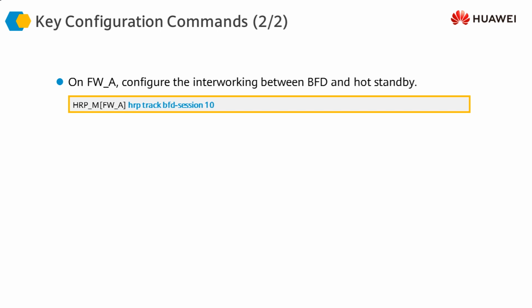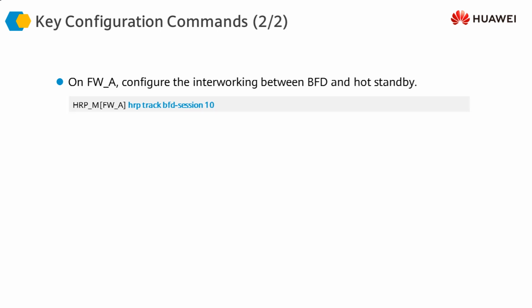So this means that HRP is going to track the status of BFT session 10, or BFT local discriminator 10. If this goes down, if BFT shows that the connectivity with the remote router is down, then the HRP Huawei redundancy protocol can switch the active and standby status of the two firewalls. And as I mentioned earlier as well, we are going to discuss HRP in more detail in one of the subsequent videos. So this is how you configure HRP on your firewall.